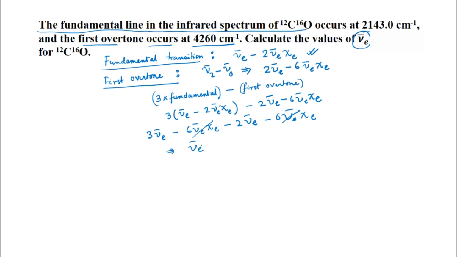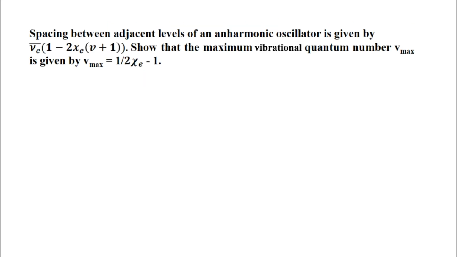In other words, this fundamental transition frequency is given, the first overtone frequency is given. So, we can write nu bar E equals 3 times the fundamental, that is 2143 centimeter inverse, minus 4260 centimeter inverse. So, if we solve this, we will get nu bar E equals 2169 centimeter inverse. So, now let us look into the second problem.